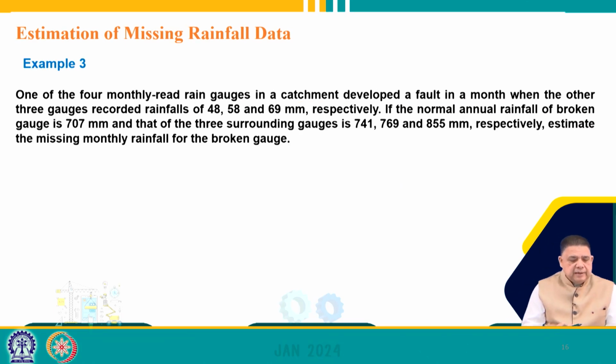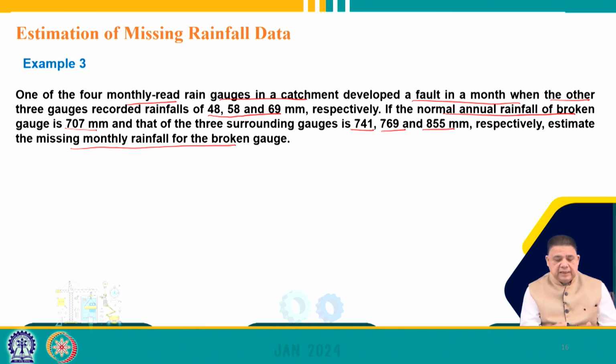Then comes another example. Let us take one of the 4 monthly rain gauges in a catchment that developed a fault in a month when the other 3 gauges recorded rainfall of 48, 58 and 69 mm respectively. If the normal annual rainfall of the broken gauge is 707 millimeters and that of the 3 surrounding gauges is 741, 769 and 855 millimeters respectively, estimate the missing monthly rainfall for the broken gauge. So, again we have the data available for 3 surrounding stations and the normal rainfall for all 4 stations.